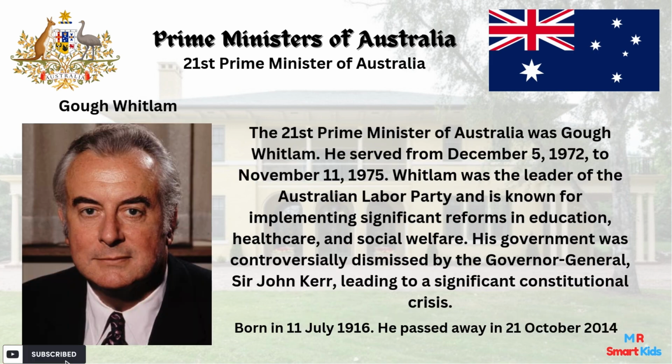The 21st Prime Minister of Australia was Gough Whitlam. He served from December 5, 1972, to November 11, 1975. Whitlam was the leader of the Australian Labor Party and is known for implementing significant reforms in education, healthcare, and social welfare. His government was controversially dismissed by the Governor-General, Sir John Kerr, leading to a significant constitutional crisis. He was born on July 11, 1916. He passed away on October 21, 2014.